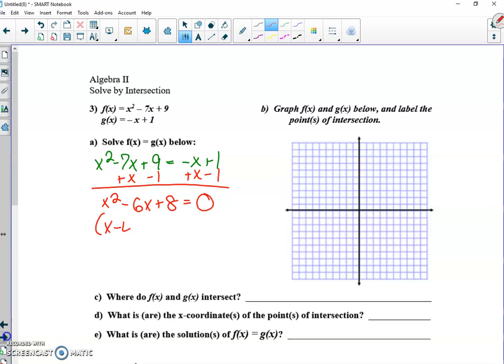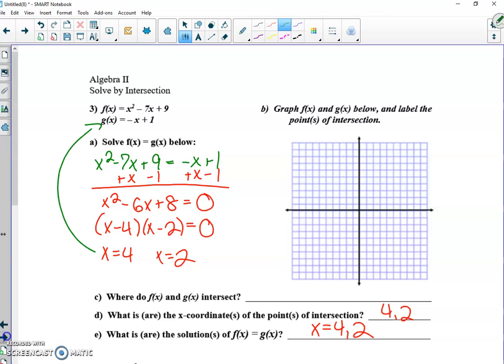And then that factors to (x minus 4)(x minus 2). So we get the x values of 4 and 2. Okay? So those are going to be my x coordinates, 4 and 2, and those are my solutions, right? x equals 4, x equals 2. So I just need to plug it in. I'm actually going to plug it in this time since it's a little more complicated. I'm going to plug it into the easier equation because why would I plug it into the harder equation?